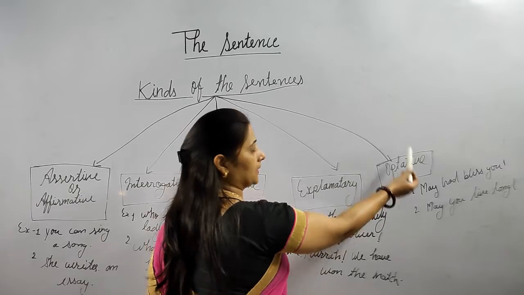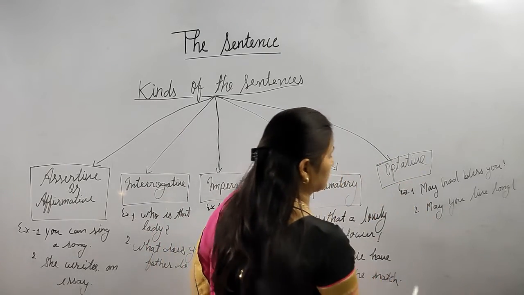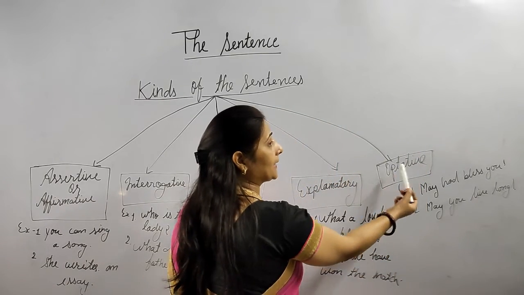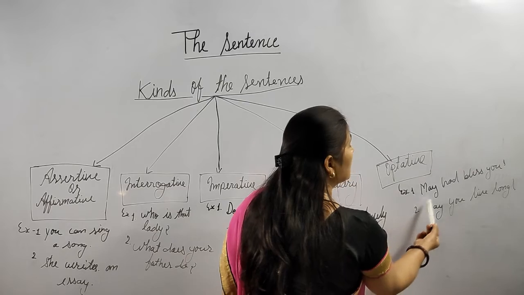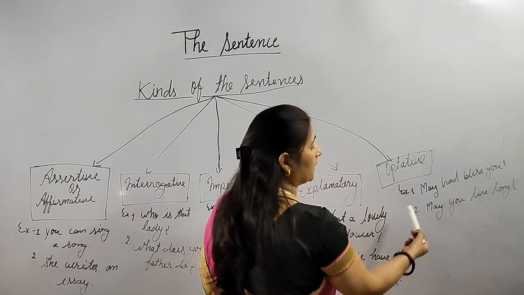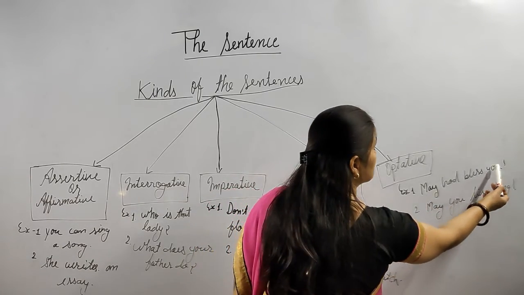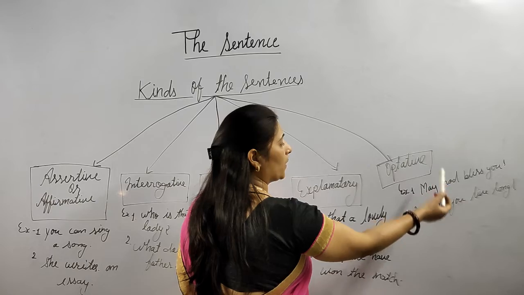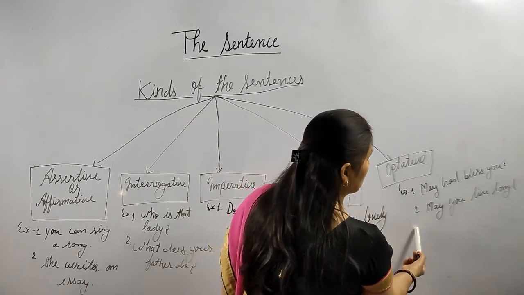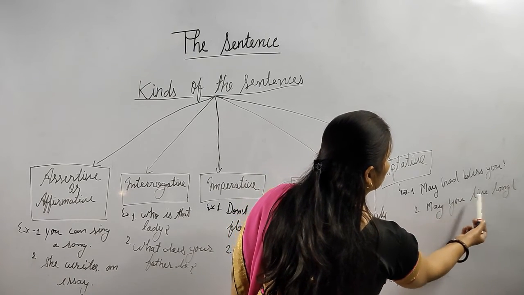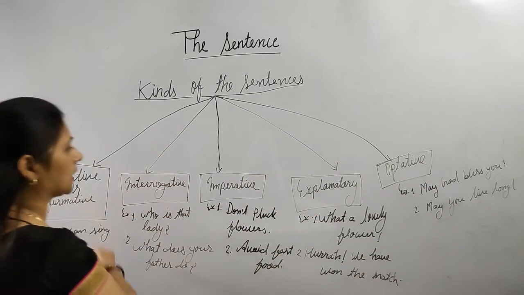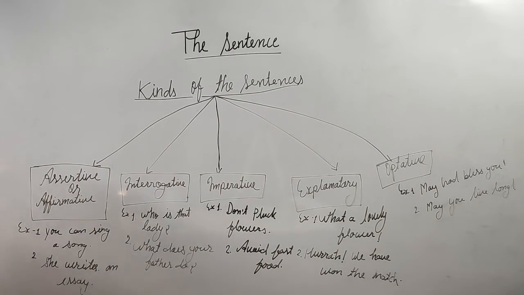Now move to the next and last kind of sentence, the optative sentence. As I have already told, it is a sentence that expresses a wish or desire, a prayer or a wish. May God bless you. It is also showing a wish, so this is an example of the optative sentence. Now look at the next and last example. May you live long. This is also an example of the optative sentence. So those were all the examples of all the kinds of sentences.